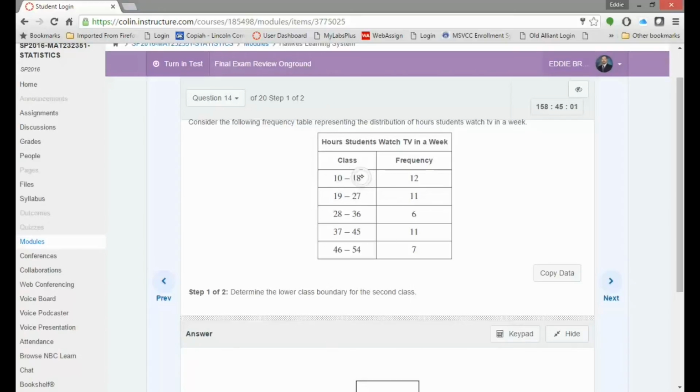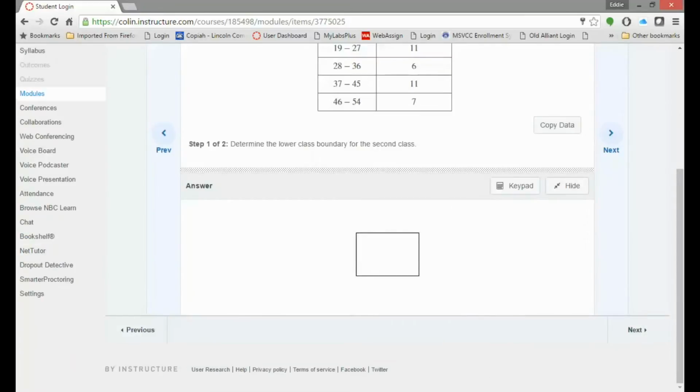So there's a difference of 1 between these two. Divide that by 2, that's 0.5. So if you add 0.5, you can get the upper class boundary. If you subtract 0.5, you can get the lower class boundary. So the lower class boundary is going to be 18.5. So we have 19 right here, 18.5.